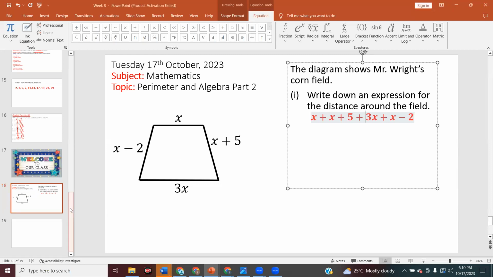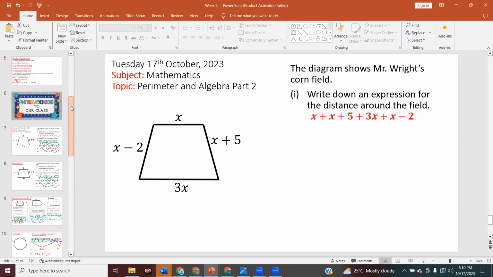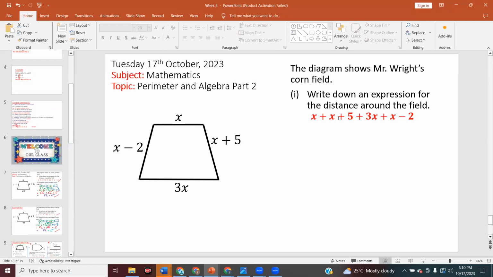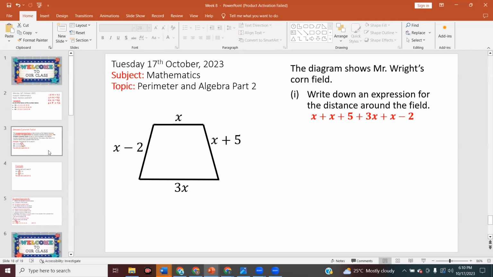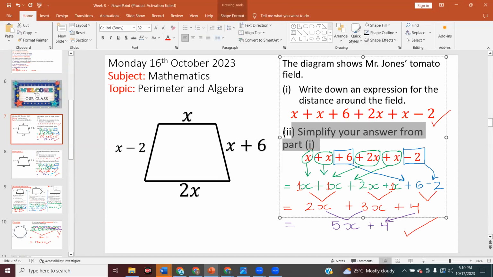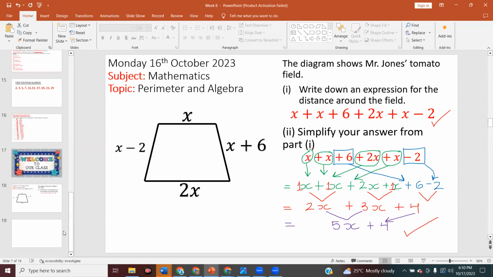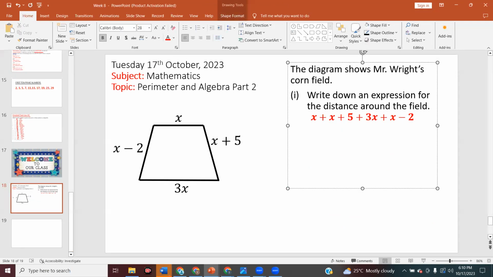Now, I want to see if you all still remember how to do it. So inside the chat, I want you to write a simplified version of this expression that we have. Remember, we simplified by adding all of the terms together. So write a simplified expression and put it inside the chat for me, please.